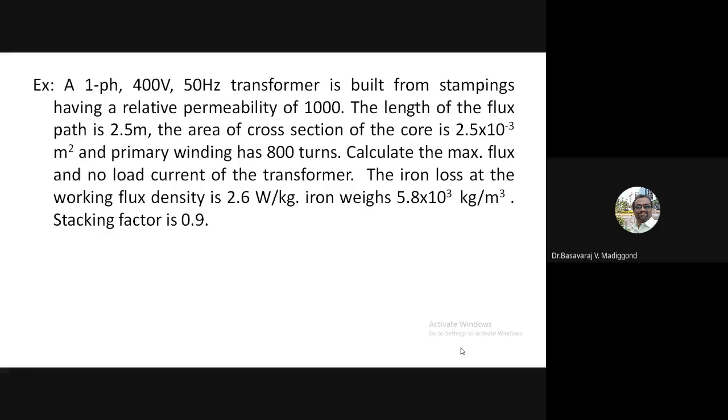A single phase 400 volts 50 hertz transformer is built from stampings having a relative permeability of 1000. So he has given V. Then he has given relative permeability 1000. The length of the flux path, LG, he has given.